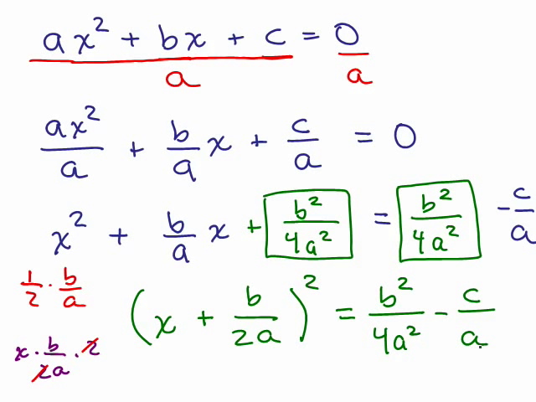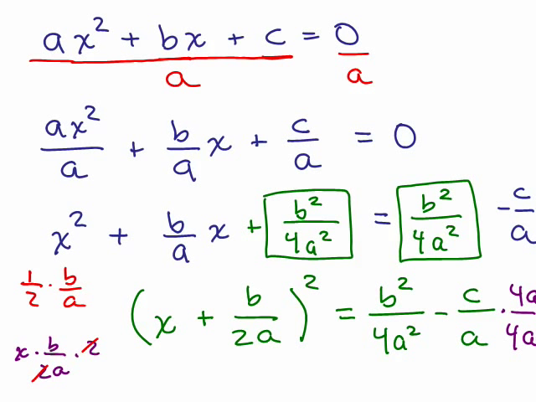Oh, well, how are we going to simplify on the right-hand side? I have some fractions, so I need to get a common denominator. That common denominator is going to be 4a squared, so this has to be multiplied by 4a over 4a.